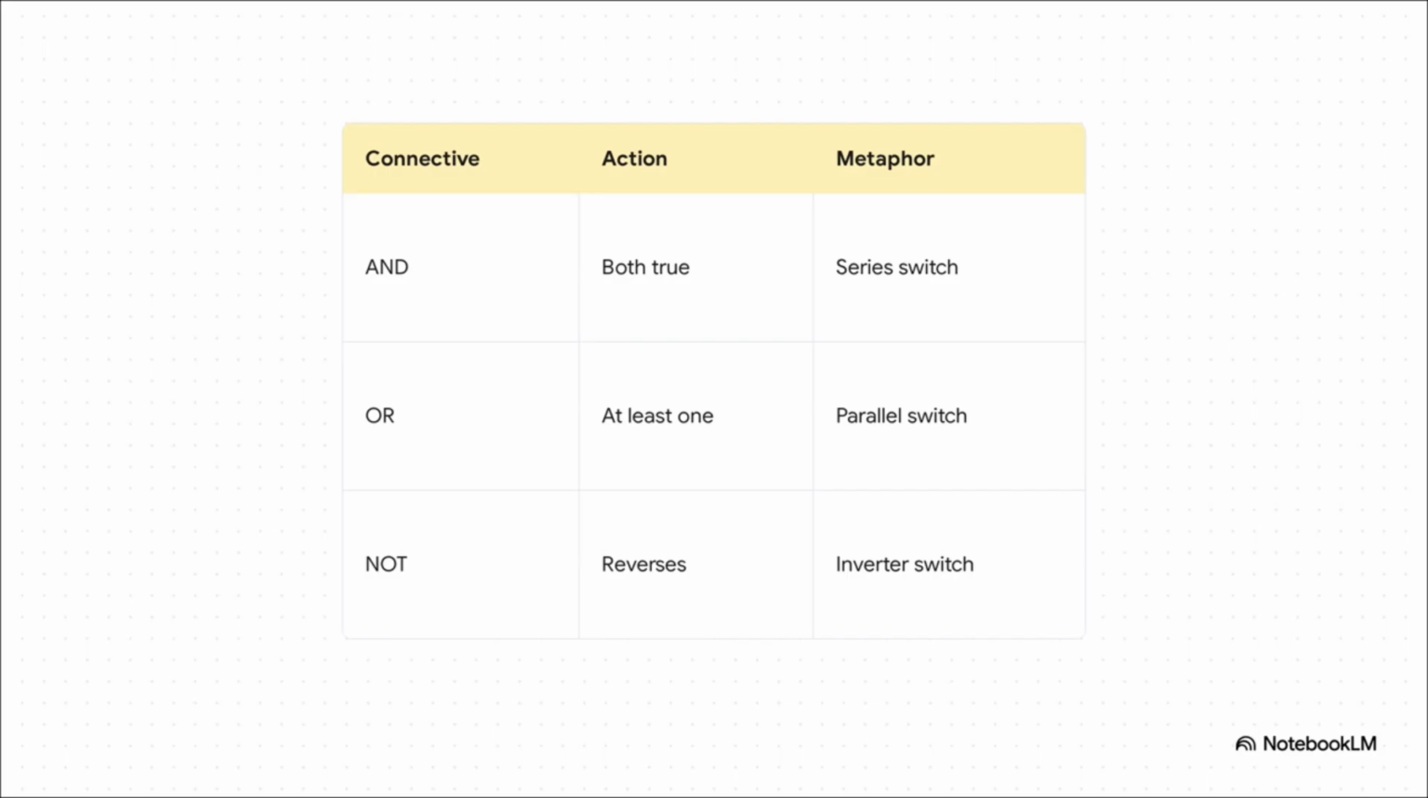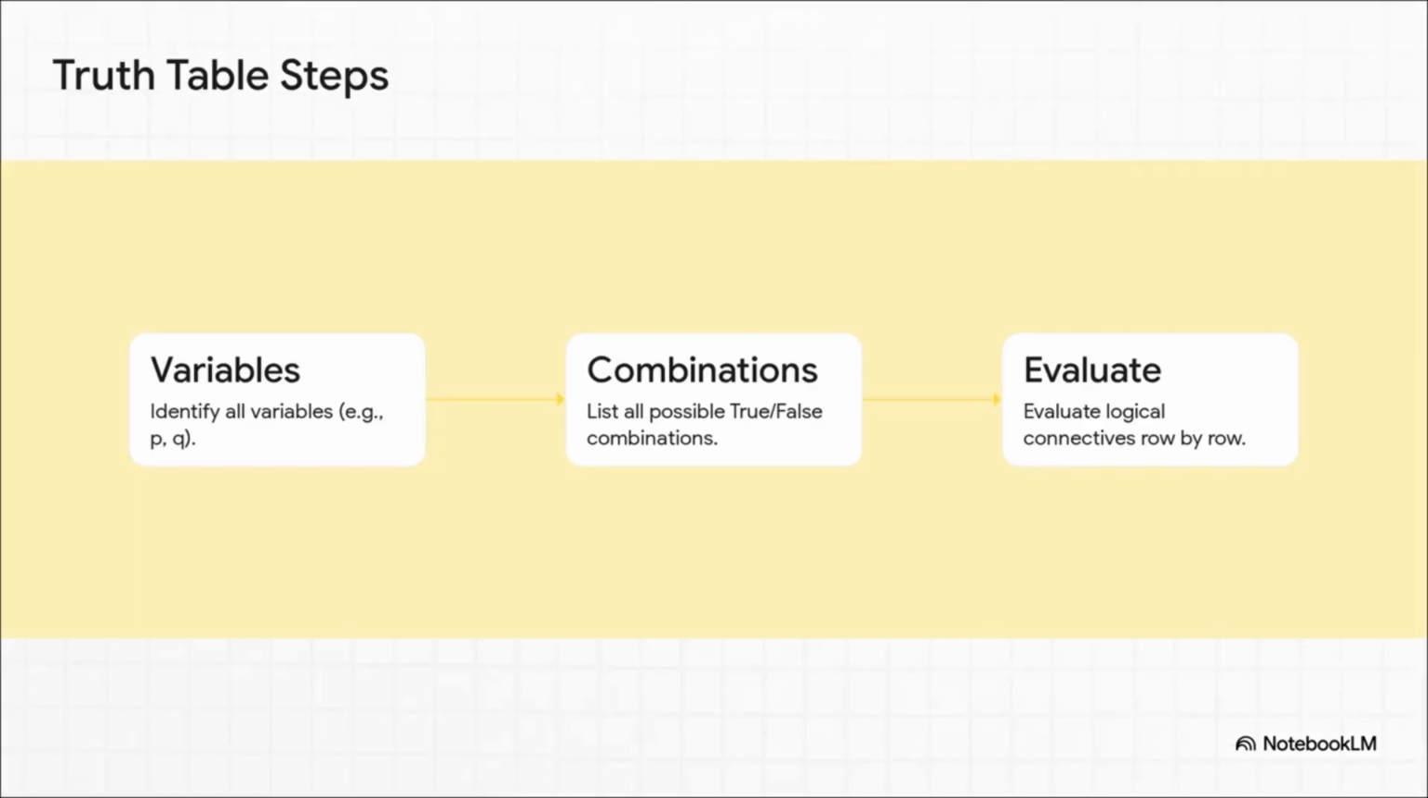And finally, the not connective. This one simply reverses the truth value. It acts like an inverter switch, basically flipping true to false and false to true. So how do we keep track of all these complex combinations? We construct what's known as a truth table. Let's mentally animate this process, row by row.